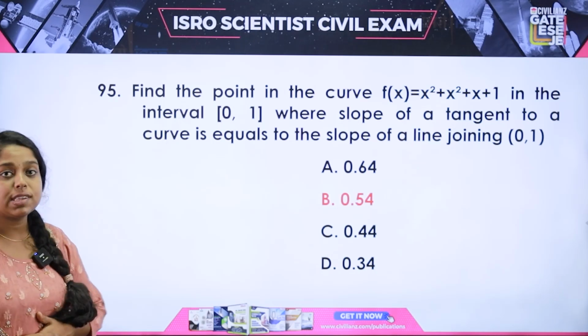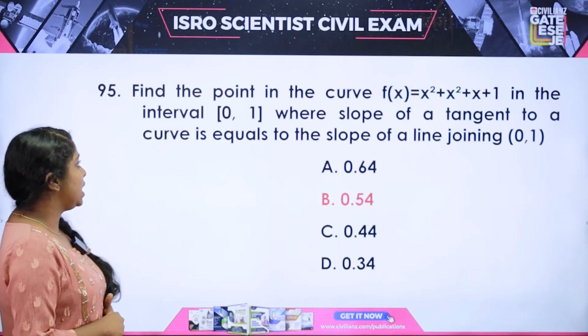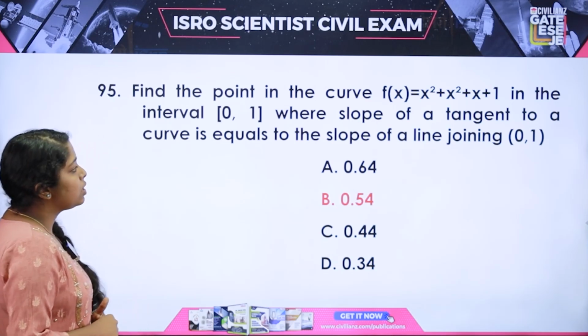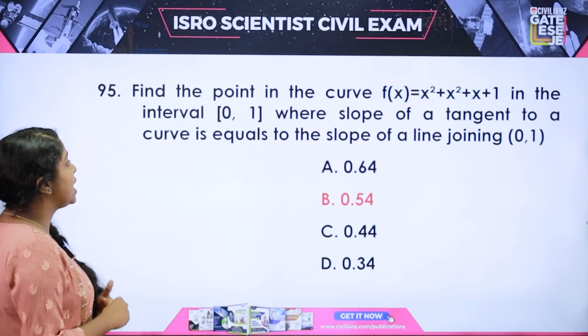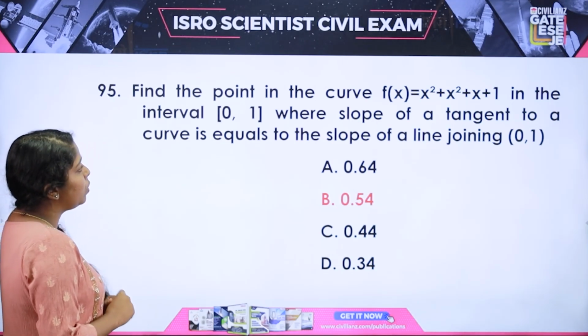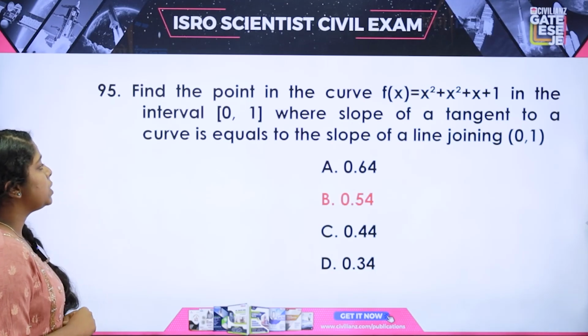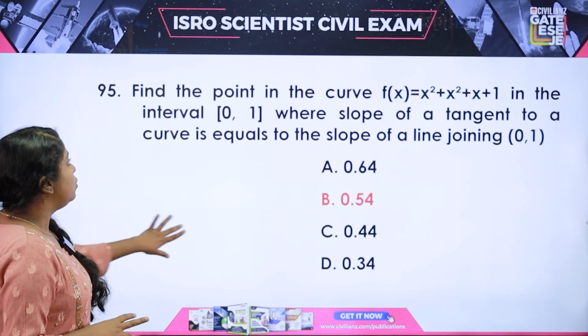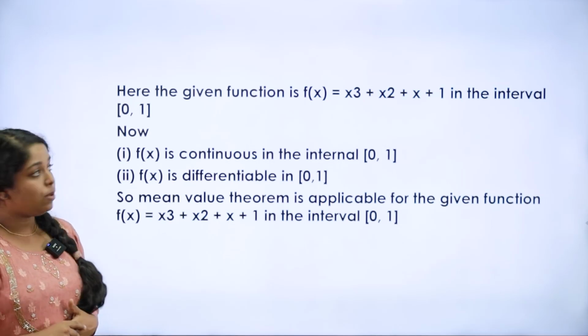Moving on to the last question. The last question is again from engineering mathematics. Find the point on the curve f of x is equal to x cube plus x square plus x plus 1 in the interval 0, 1, where the slope of the tangent to the curve is equal to the slope of the line joining 0, 1. So let's move on to the solution.